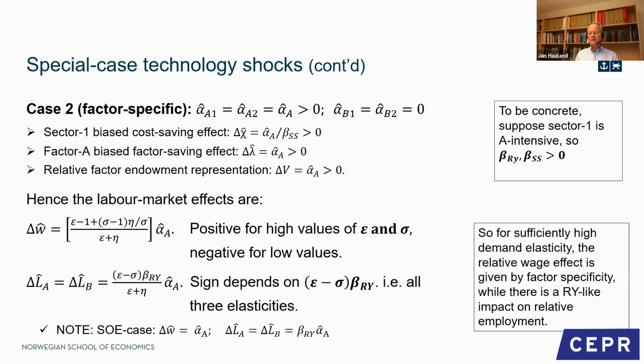So even if both sectors experience the same type of factor augmentation for factor A, employment will go up in one sector and down in the other one.